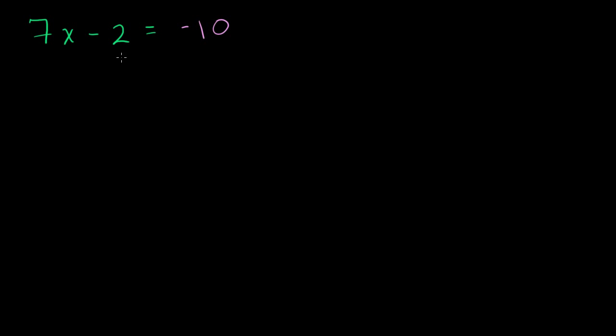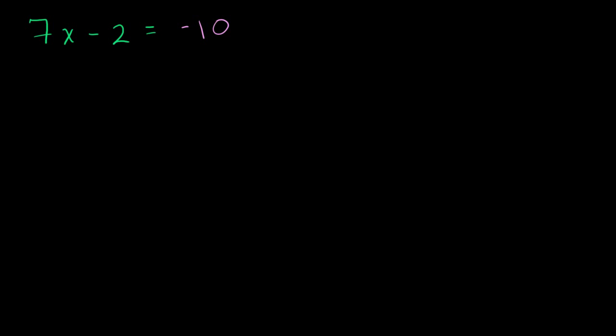Now this all of a sudden becomes a lot more, you have a negative sign, we have a negative over here, but we're going to do the exact same thing. The first thing we want to do if we want to get the left-hand side simplified to just 7x is we want to get rid of this negative 2. And what can we add or subtract to both sides of the equation to get rid of this negative 2?